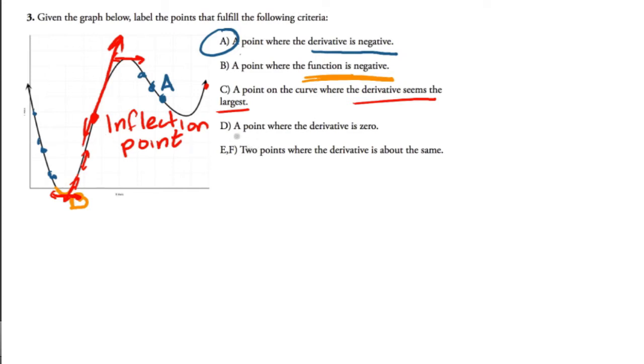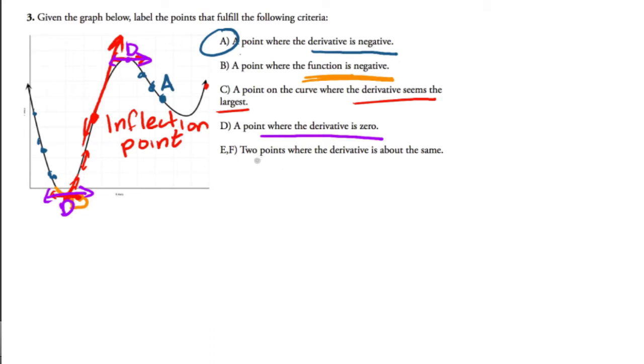Now, a point where the derivative is 0, that's what we were just talking about. Anywhere right here on one of these two spots is where the derivative is 0. So either one of those points would be where the derivative is 0.